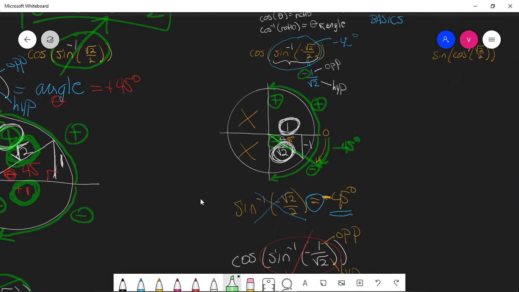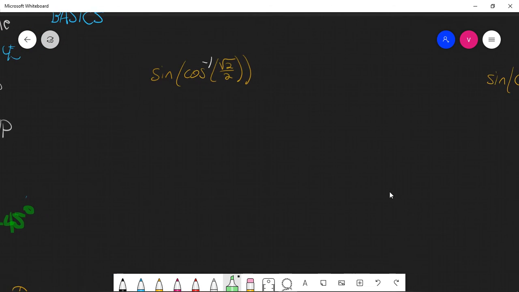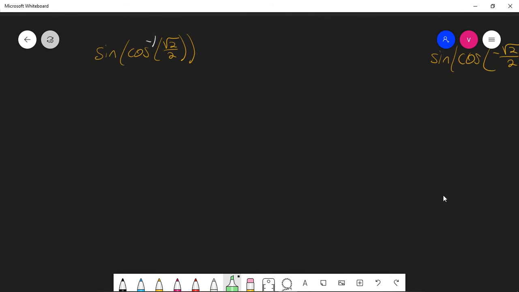All right, let's work some more. Let's just practice these. Here, let's try this one. Let's switch those sine and cosines around. I'm going to do a part 2 of this so you can see some more complicated problems. These are just real simple ones right now.